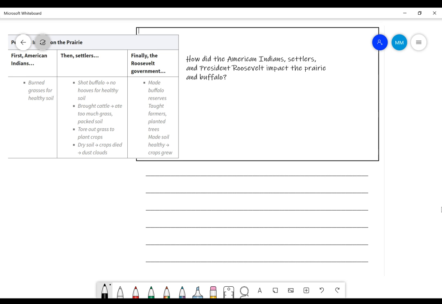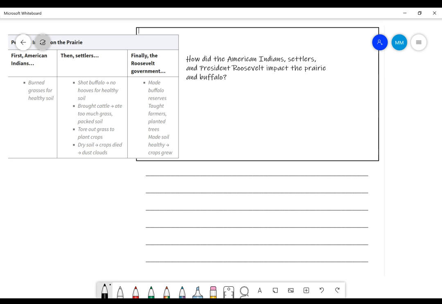So, we are finishing up our time with our book, The Buffalo Are Back, with a writing task. But before we do the writing task, we need to think about what we know and what we can do with what we have learned with this book and the poem Buffalo Dusk. So today we are going to be answering the question, how did the American Indians, settlers, and President Roosevelt impact the prairie and buffalo? So we are going to be doing an informational paragraph answering this question.